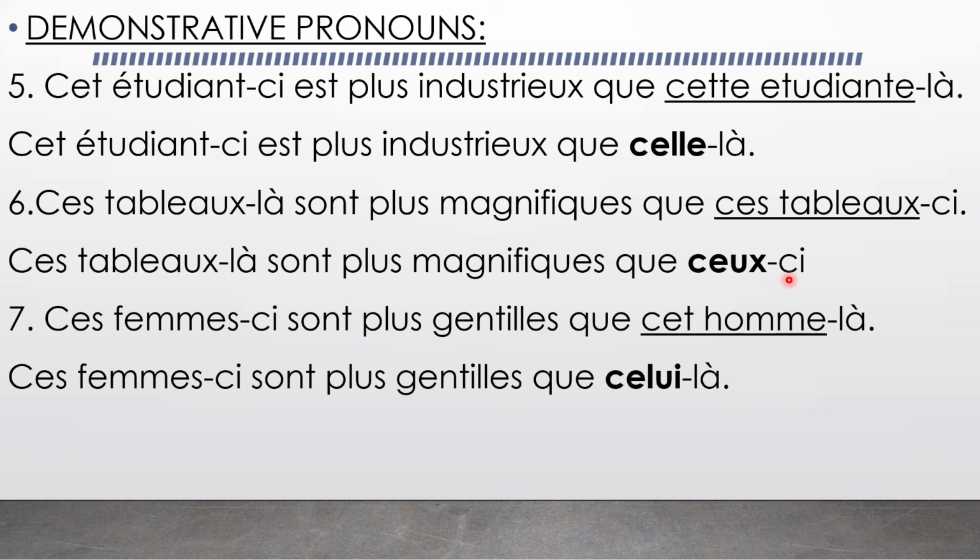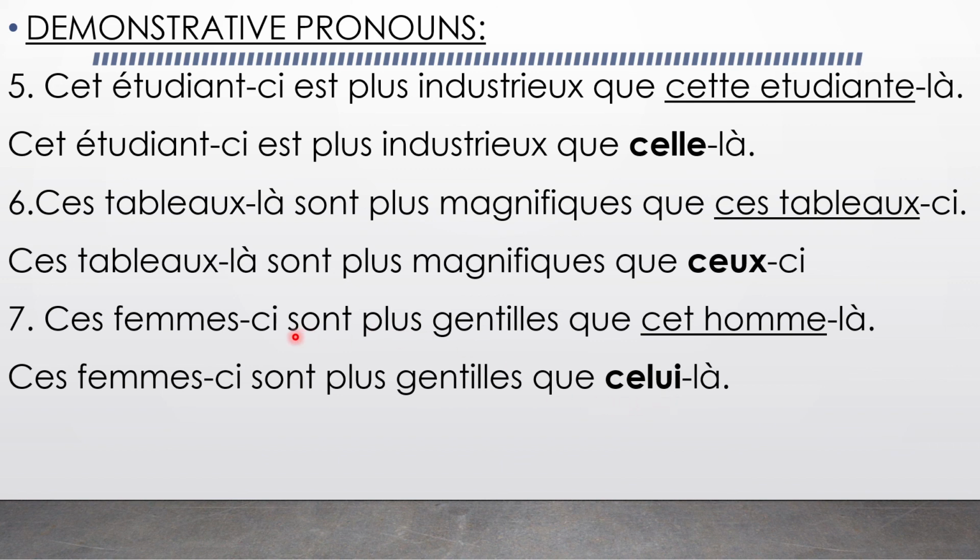Ces femmes-ci sont plus gentilles que cet homme-là. These ladies are kinder than that man. Now you're comparing ladies and a man, but you want to say these ladies are kinder than that one. You don't want to say man, you want to say that one. The man is masculine singular, so you replace it with a pronoun which is masculine singular.